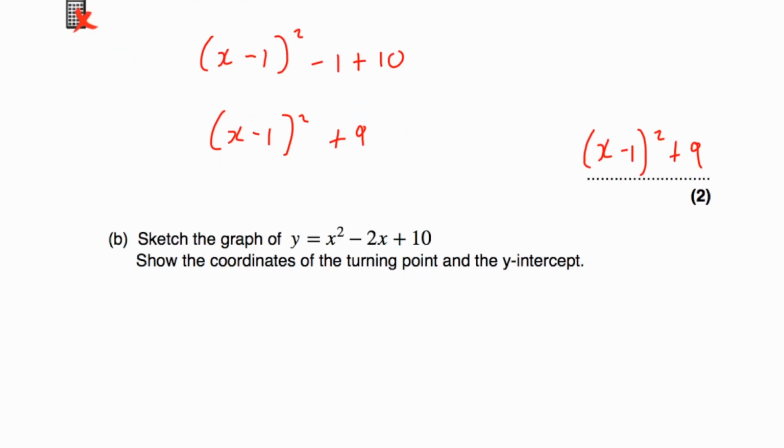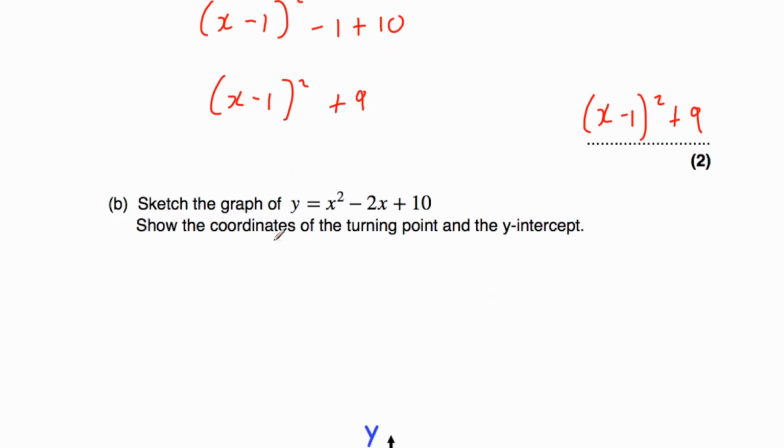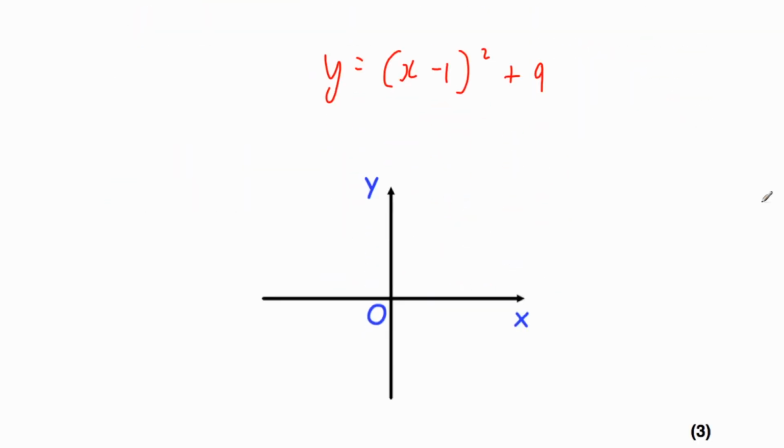Okay, and part B. Part B says sketch the graph of y equals x squared minus 2x plus 10 and show the coordinates of the turning point and the y-intercept. So we want to sketch this graph. Now we know that it's y equals x squared minus 2x plus 10, but we wrote that in this form. So we've got y equals (x minus 1) squared plus 9. So if we go down to our axes, let's sketch our y equals x squared graph to begin with. So it would look something like this. And that's my sketch of y equals x squared.